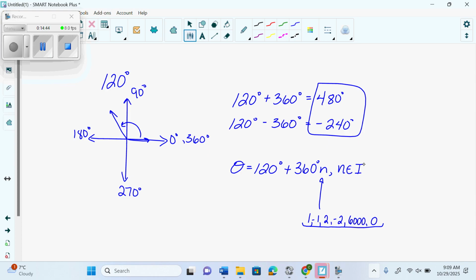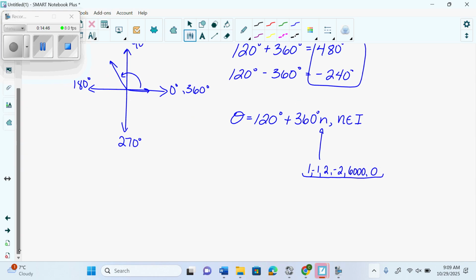Okay, let's do a little talky talk. What if it's not degrees? What if it's radians? No, radians is equally as easy, if not easier, I'm telling you. So, 120 degrees, what is that in radians?